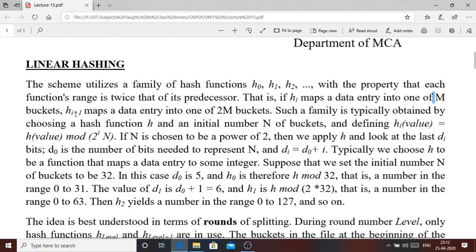h1 will point to 2m buckets, or in general form, if hi maps to m buckets, then hi plus 1 will map to 2m buckets. It's like if you increase one bit, like in the previous examples that we have discussed, 2 bits means there are 4 combinations, that means 4 buckets can be pointed to by 2 bits, like in extendable hashing we have discussed.